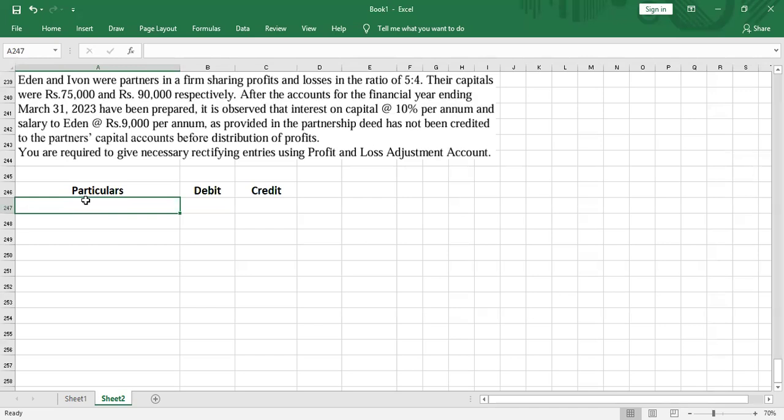Very simple, my dear children. If interest on capital has not been provided, what is the journal entry for interest on capital? Interest on capital is an expense, increases debit. Partners capital account, liability, increases credit. Am I right or not? Instead of interest on capital, just write profit and loss adjustment account.